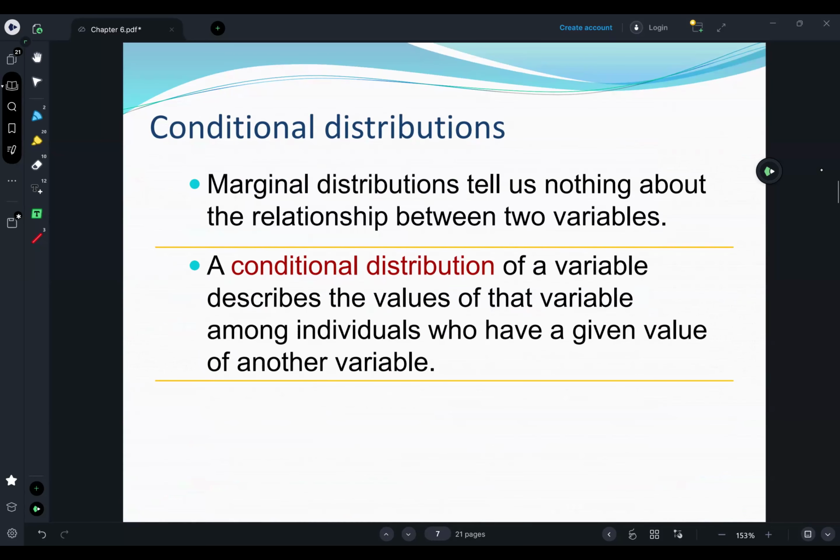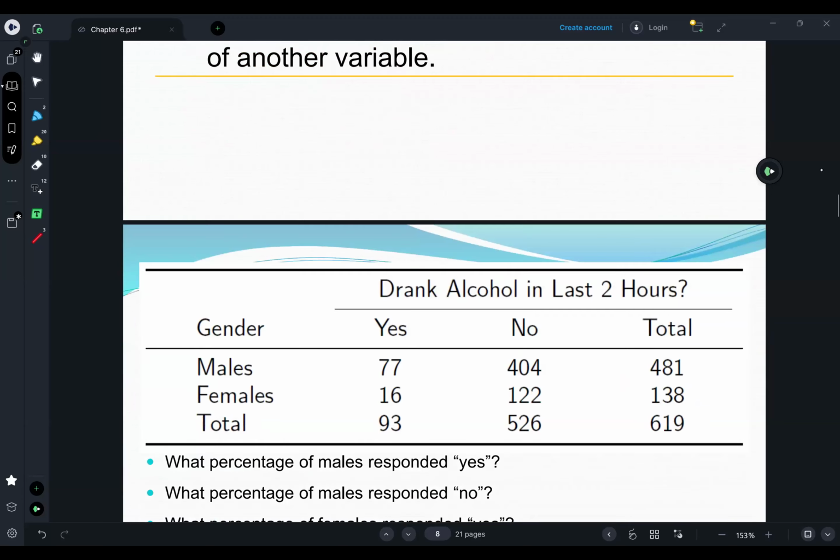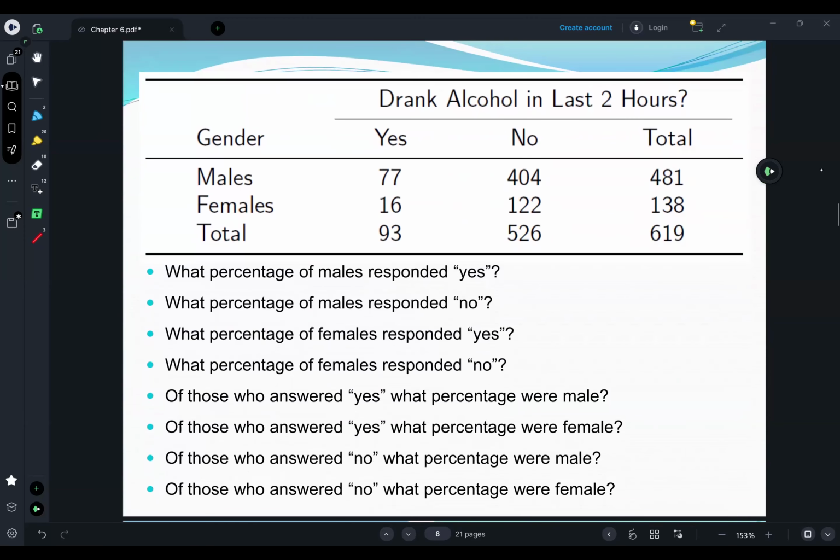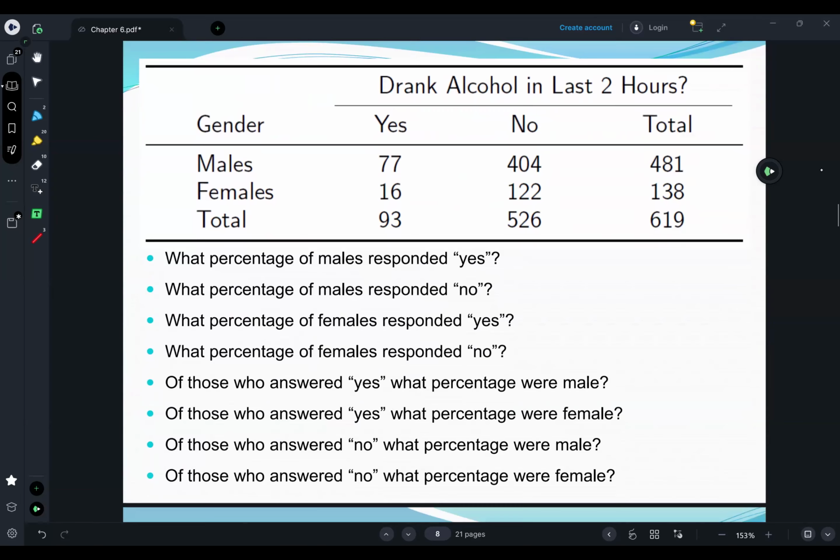The conditional distribution of a variable, though, describes the values of the variable among the individuals who have a given value of the other variable. So that's the conditional distribution. So here are the questions. What percentage of males responded yes? These are the types of questions. Each one of these could be a short answer question, or could be turned into a multiple choice question.